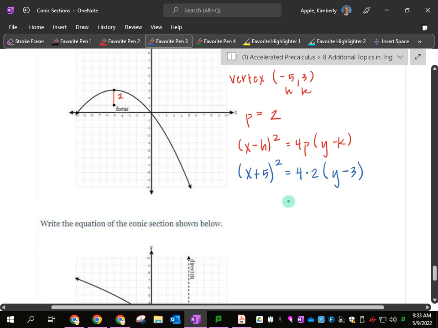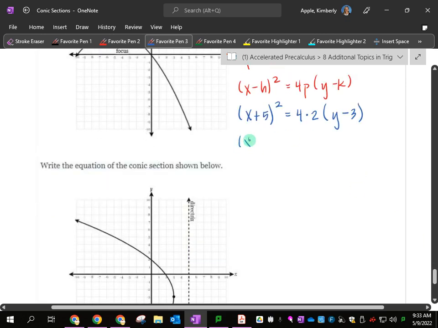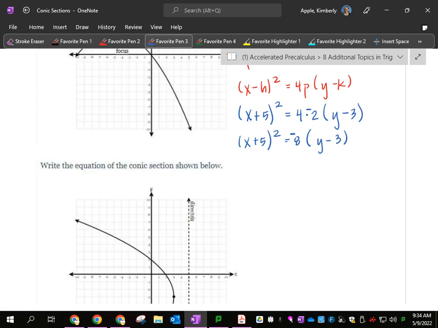Of course, 4 times 2 is 8. Would you leave it as 4 times 2? No, you need to finish it and make it 8 before you put it in, right? But all you need is p and the vertex. And you need to just figure out which one. I'm missing something. What is it? It opens down, so this has to be negative. Okay, so this would be 4 times negative 2. So remember, when we're counting distances, they're positive, but we also have to figure if it's opening down, that's going to be a negative.